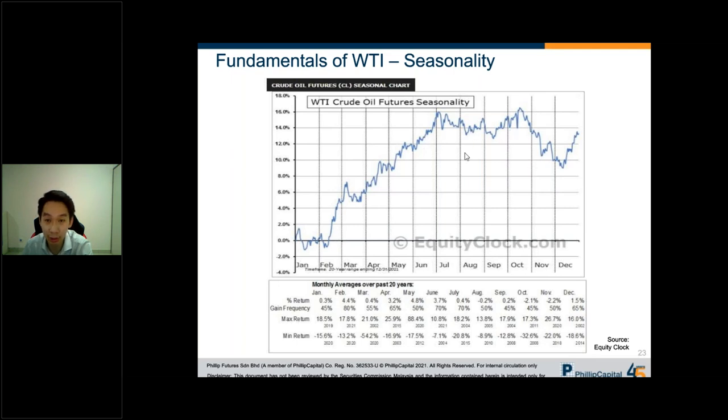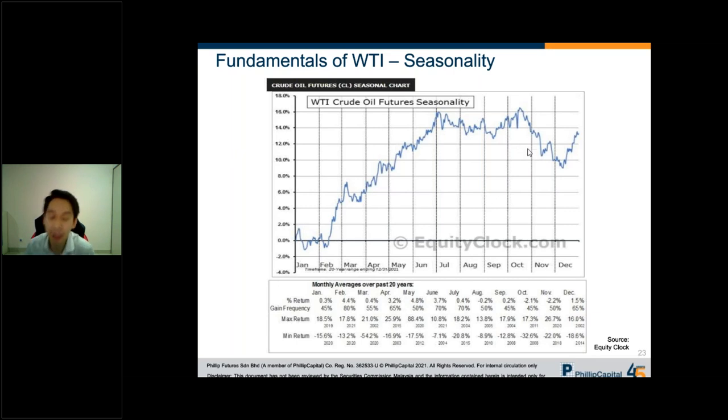This period also correlates with the summer months in the US. This is the time when economic activity is higher and mobility is higher. Mobility means more people are traveling around, and industrial economic activity is at a peak during summer. That is why WTI crude oil is usually higher during these months, June to October. So when you're trading crude oil in June to October, you can pay particular attention to the short-term trend of WTI crude oil based on this seasonality chart.